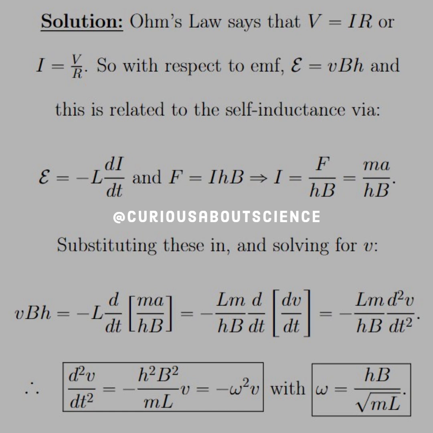Now if we divide the B and H over, in order to find the standard form for a differential equation, we have d squared V over dt squared equals negative H squared B squared over ML times V, which has the form of negative omega squared V. And so with that, we know that omega is equal to HB over square root of ML, which ironically, we kind of see a similar result later in chapter 8 as well. So worth looking over again.